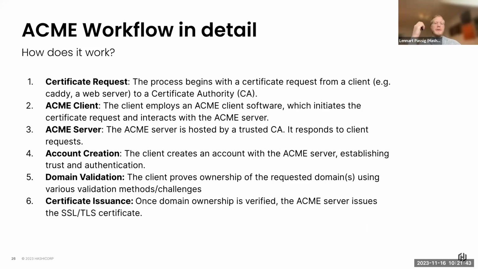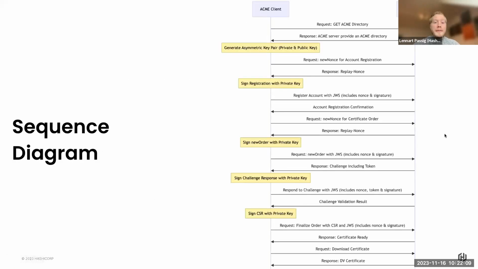So you have first the request itself, then you have the client, who is initiating this certificate request. Then you have the ACME server, who responds to the request. You create an account, you validate your domain, and eventually you get the certificate. How does it look in detail from a sequence point of view? And here, I know it's a little bit loaded.